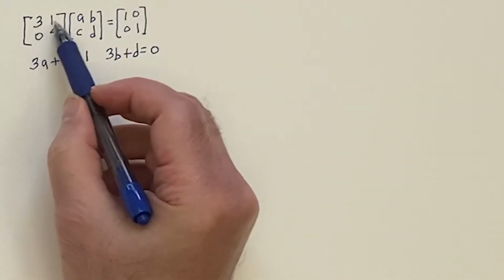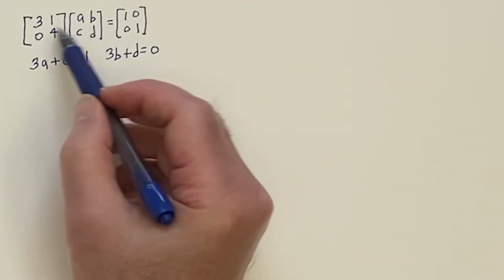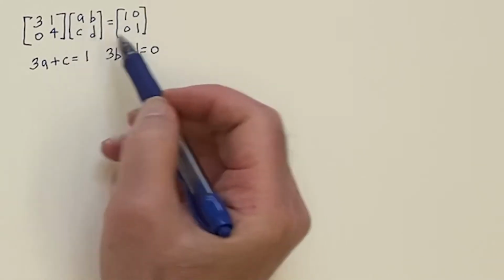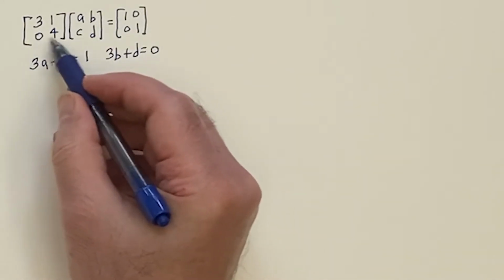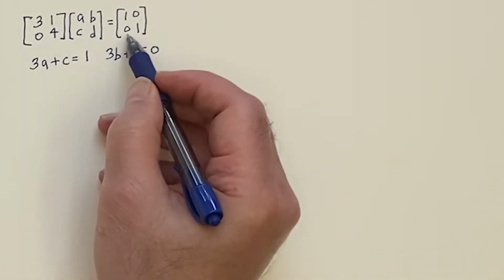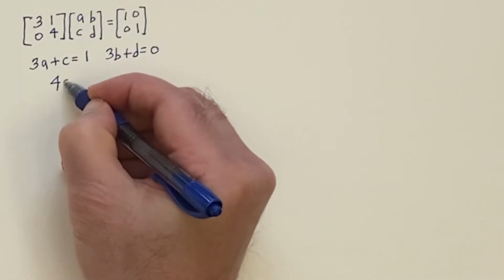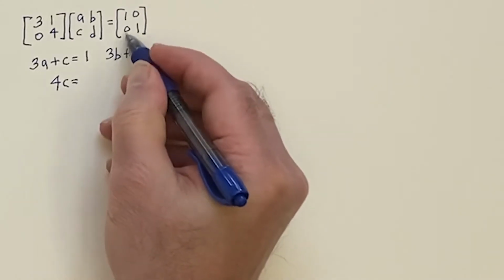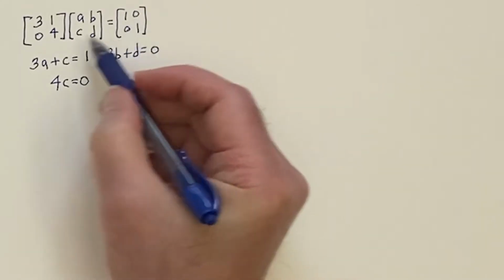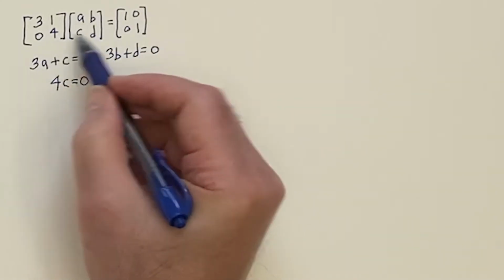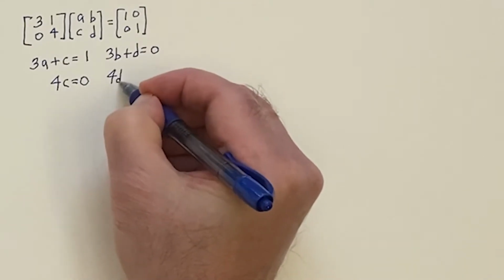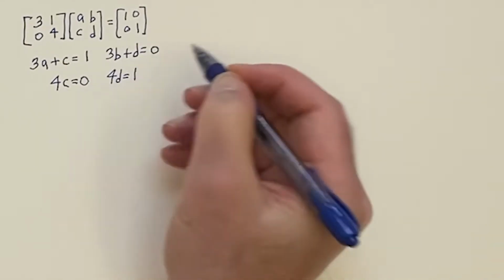Because you turn this sideways to get that upper one, so 3B plus D. Now, if you take the 0, 4 this way, it will get you that 0. So 0A is 0, so you get 4C will equal that 0. And the last one, 0 times B plus 4 times D, that's going to equal 1.